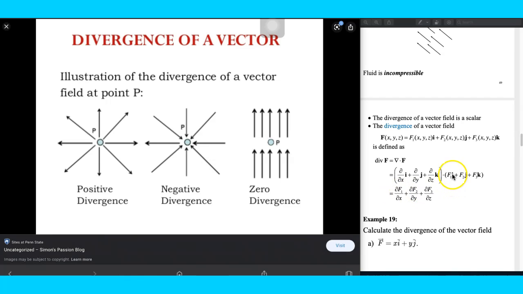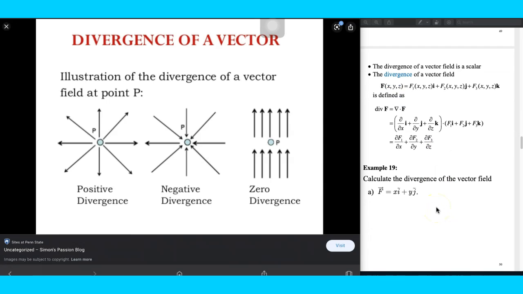So meaning that you have to take each component here, then differentiate with respect to x for component x, F2 you differentiate with respect to y for component y, and F3 for component z you have to differentiate with respect to z. Then your answer here is an expression, and maybe they will give you a point. So if you want to investigate the divergence at that specific point, you can get the value after you substitute the values of x, y, and z.